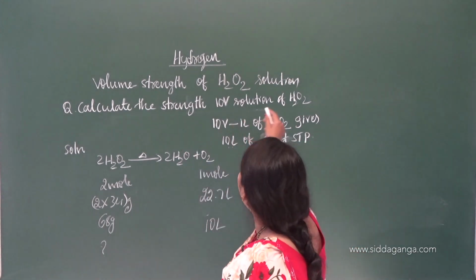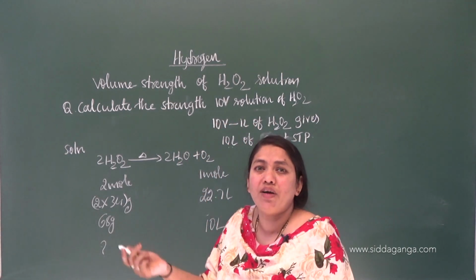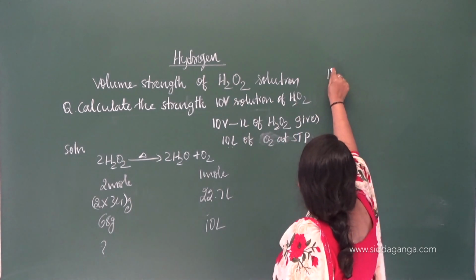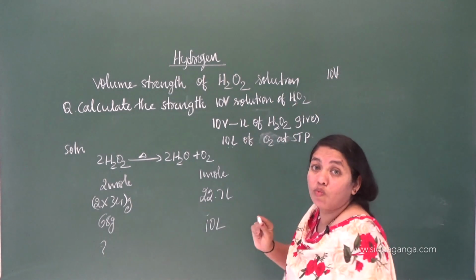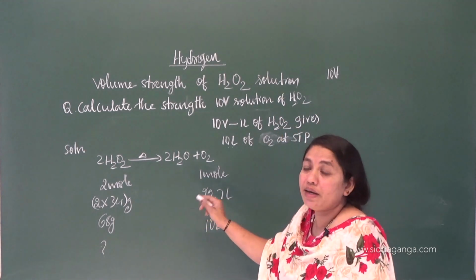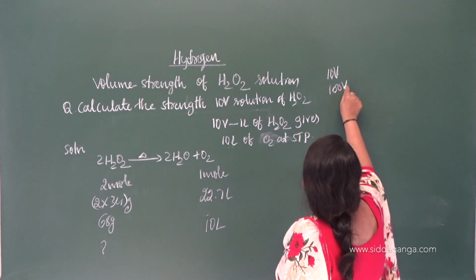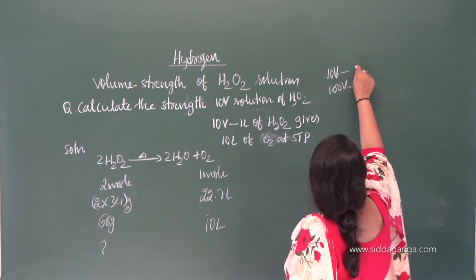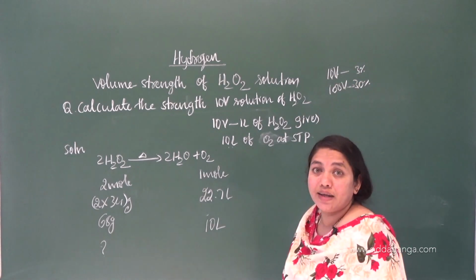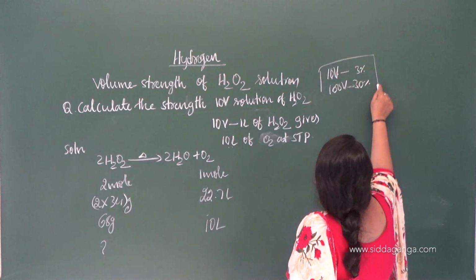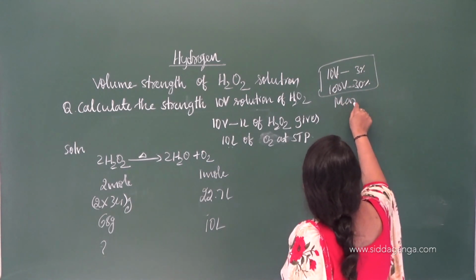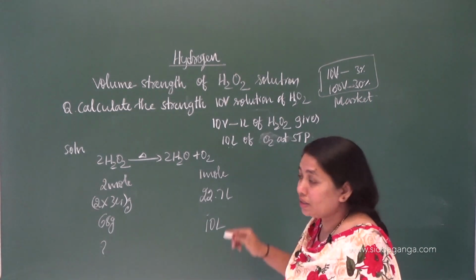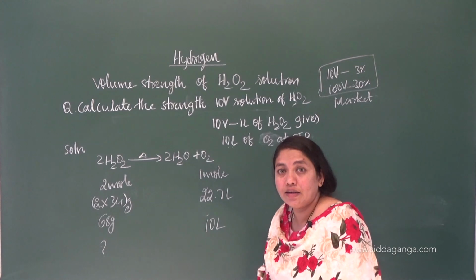They can give 20 volume, 100 volume, whatever they give. In the market you are going to get hydrogen peroxide labeled as 10 volume. What is the meaning of that? I am explaining here. You get 100 volume, 30%, and 10 volume, 3% hydrogen peroxide, labeled on the bottle. In the market, you get hydrogen peroxide solution labeled like this.